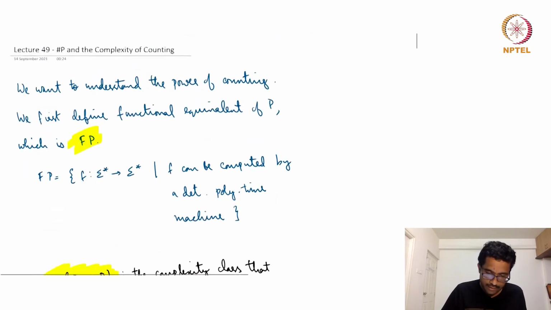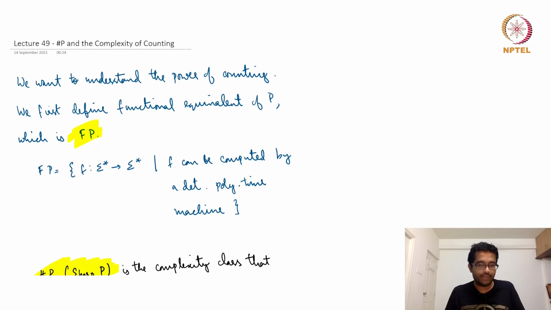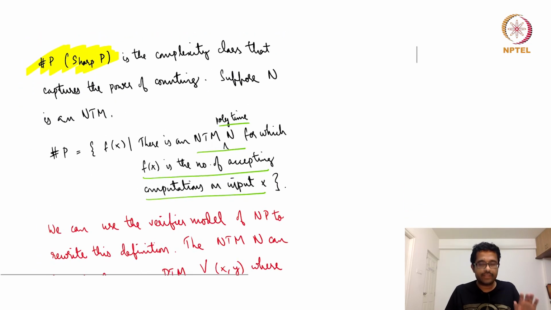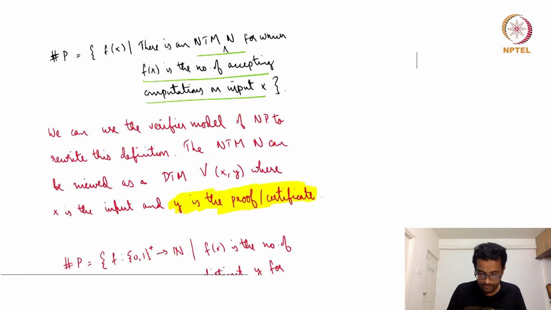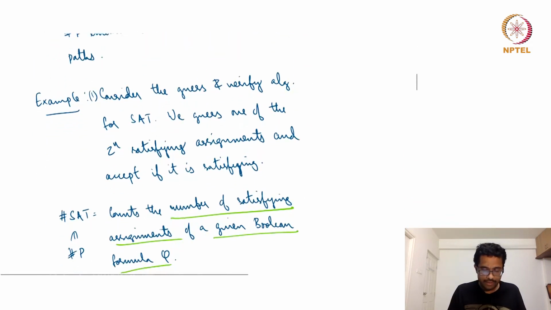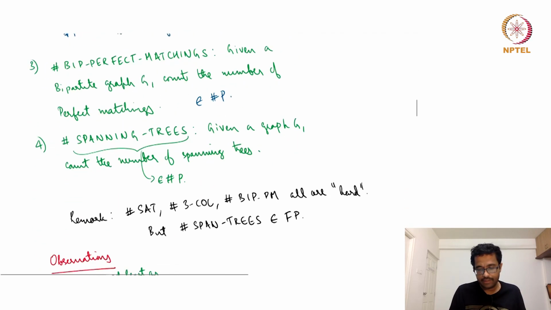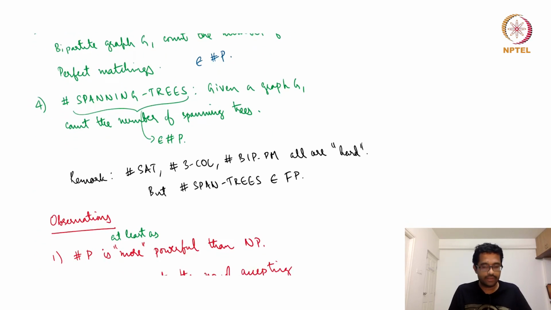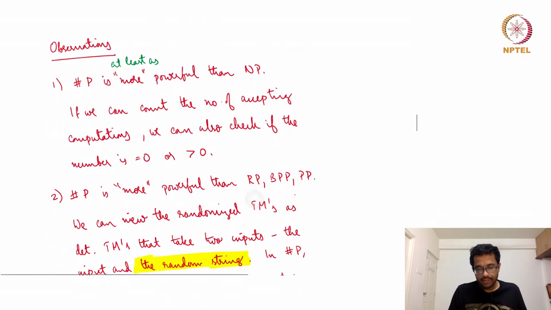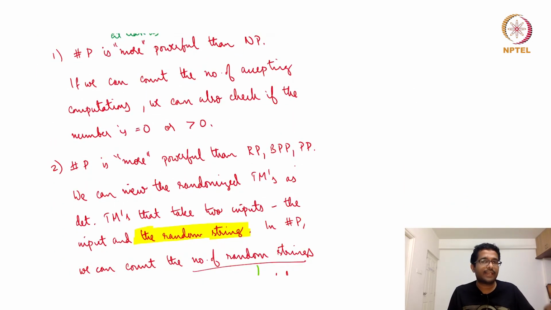So I'll just summarize. We defined what #P is. It's a complexity class that captures the power of counting, which corresponds to the number of accepting computations of a non-deterministic polynomial time Turing machine. We saw some examples like #SAT, #3-coloring, #bipartite perfect matchings, and #spanning trees. These are all in #P. And we saw that #P is at least as powerful as NP, and then the randomized complexity classes like RP, BPP, etc.